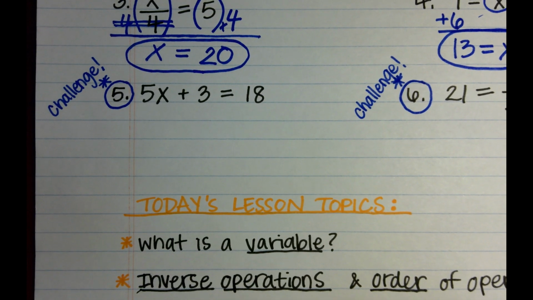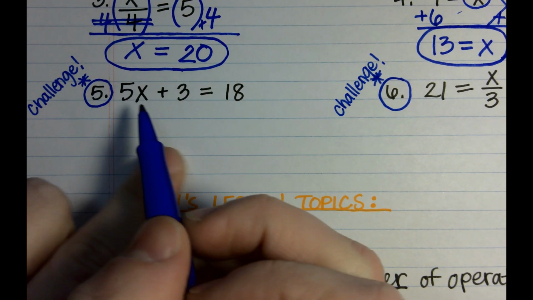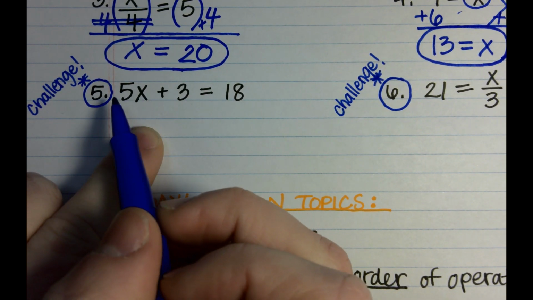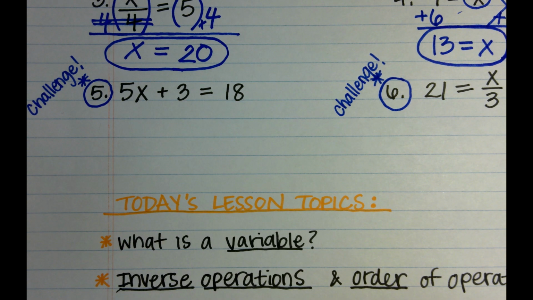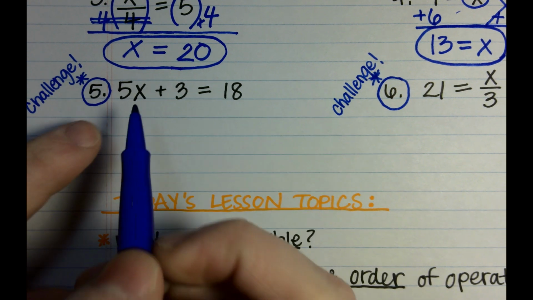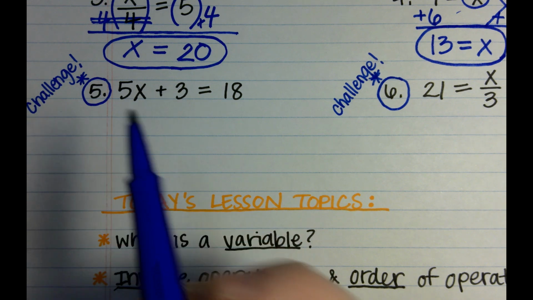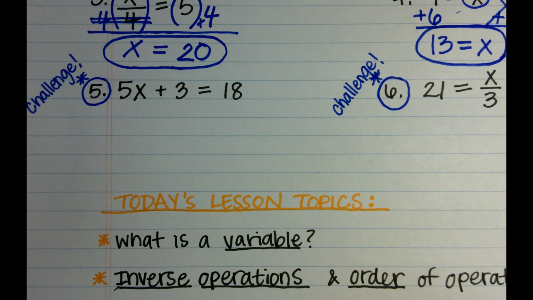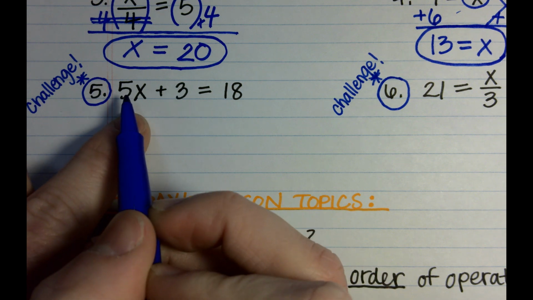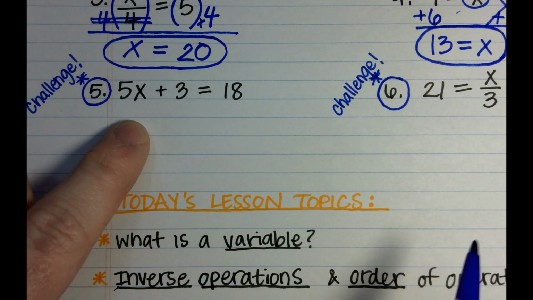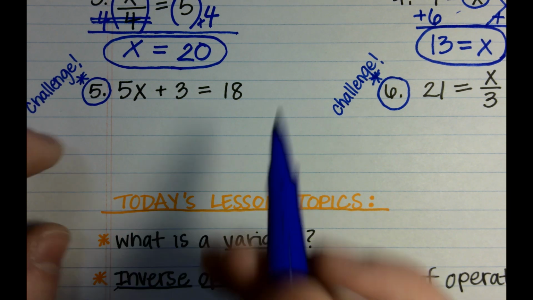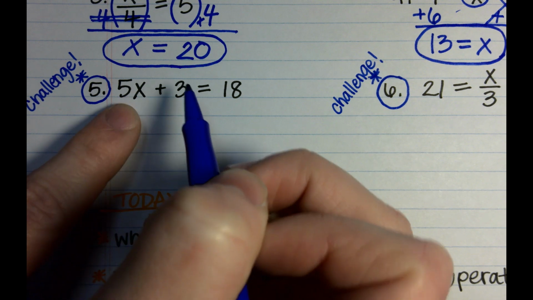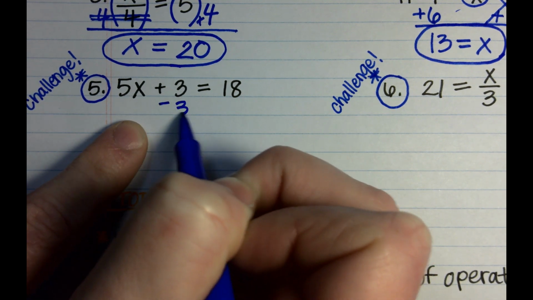So let's think about this. I have 5x, 5 times x, plus 3 equals 18. What did you do first? Subtract 3. Yes. Whenever we have two different operations happening, that means we have multiple things happening with the numbers. We have a plus 3 and we have 5 times x. We want to get rid of addition and subtraction first, always. We're going to subtract 3 from both sides first.